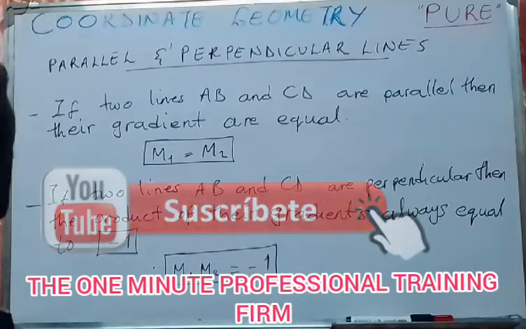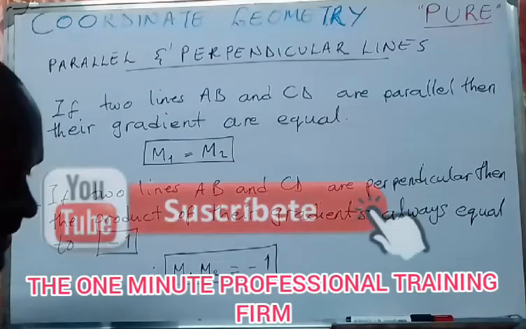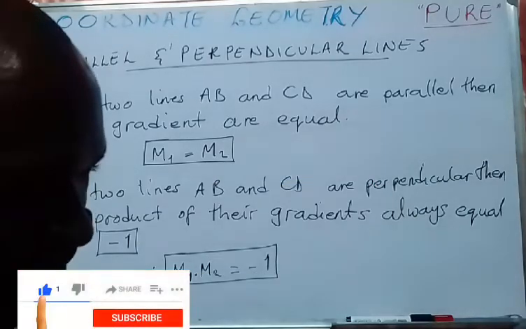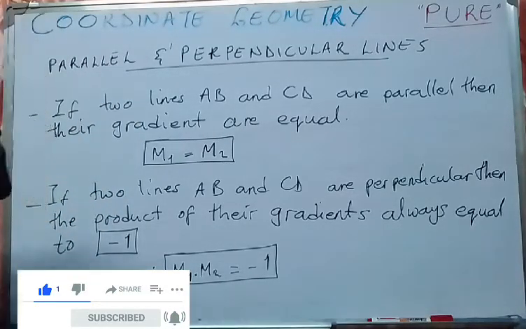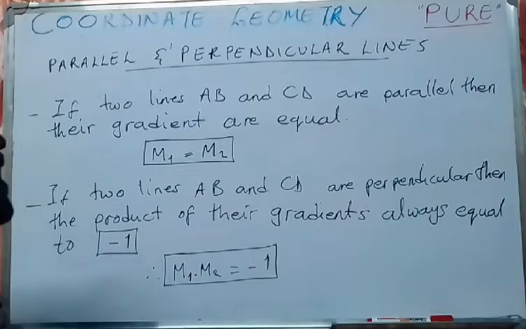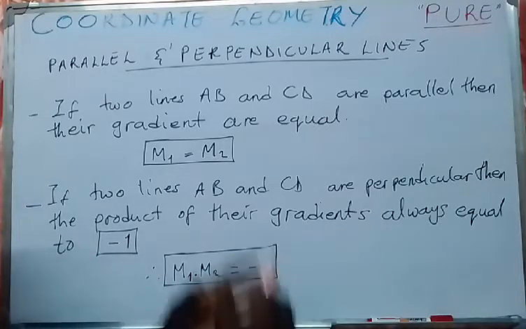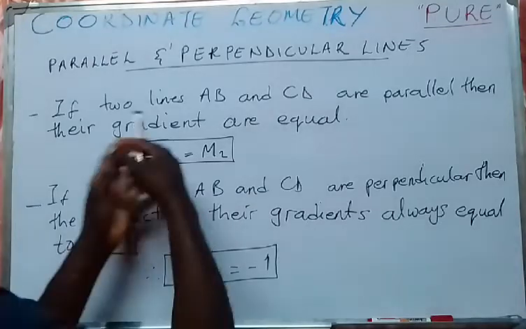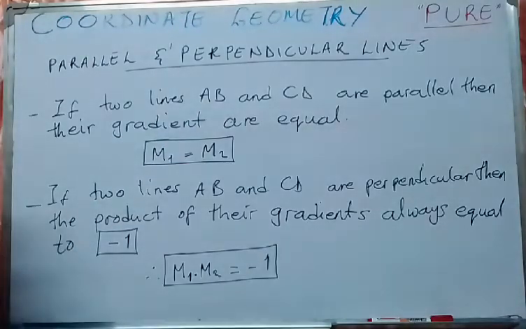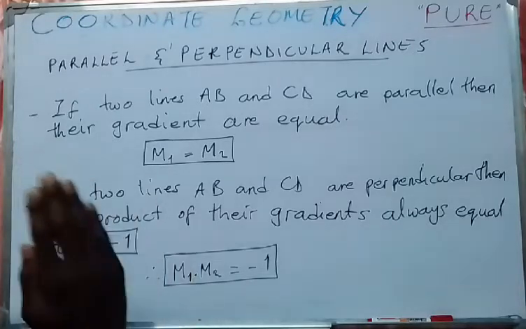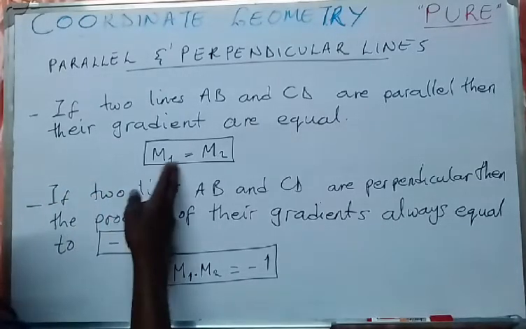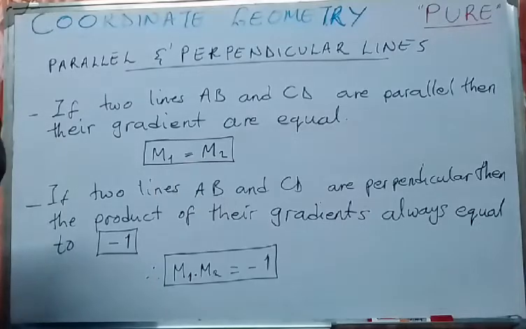Well, welcome back. Let's look at parallel and perpendicular lines. In an example, if we are asked to find the parallel and perpendicular lines, what are parallel lines and what are perpendicular lines? The parallel lines, if two lines AB and CD are parallel, then their gradients are equal, meaning gradient 1 is equal to gradient 2.